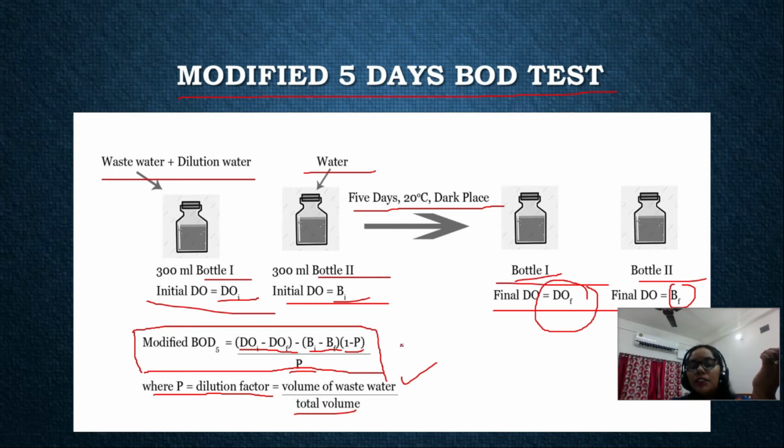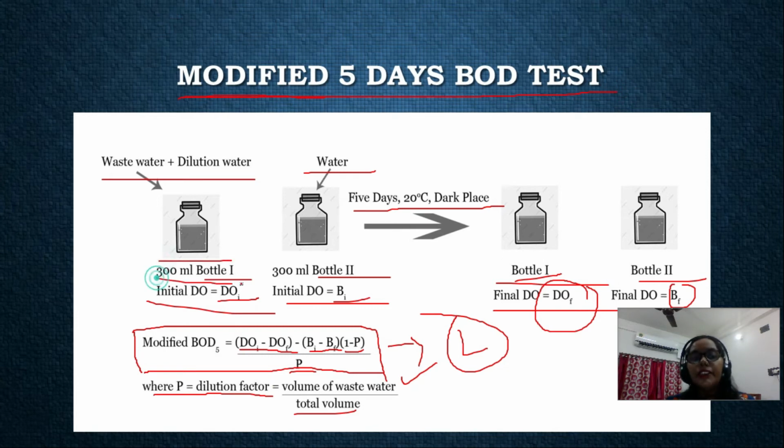Now look, this is the second equation. The first equation we already got from the previous 5 days test, and this is the second equation that we have got from the modified test. Understand? Look here, DOI minus DOF, that means for this bottle, the initial value of dissolved oxygen minus the final value of dissolved oxygen. This subtraction value will give you the actual BOD of bottle 1, that is the total BOD.